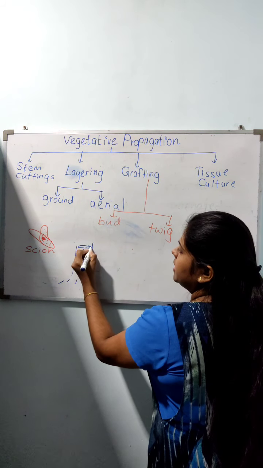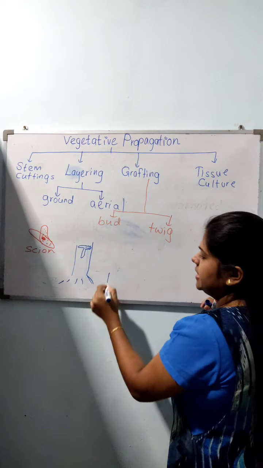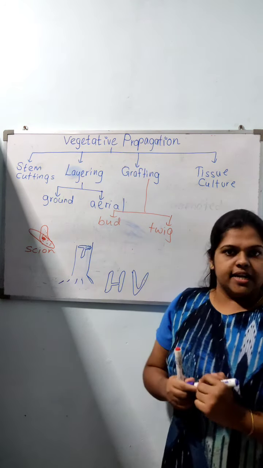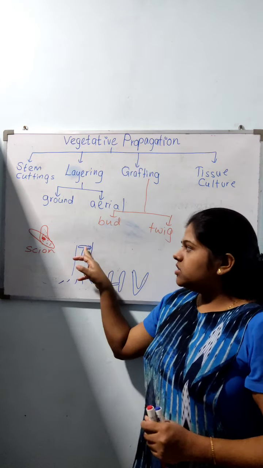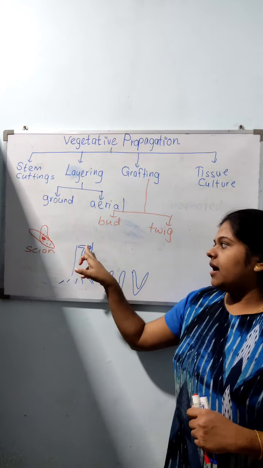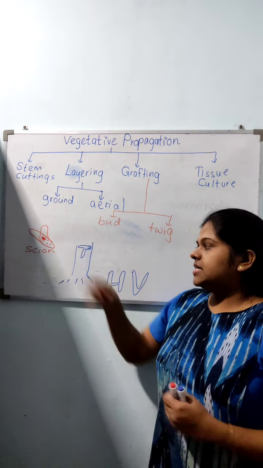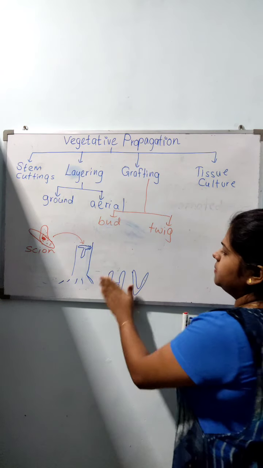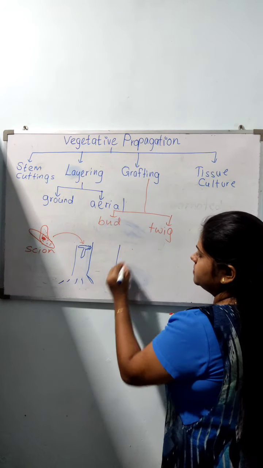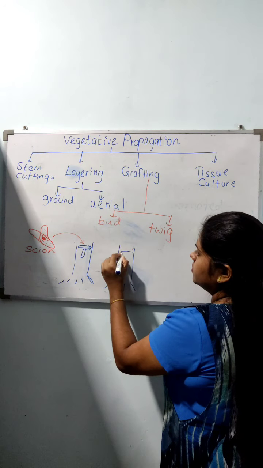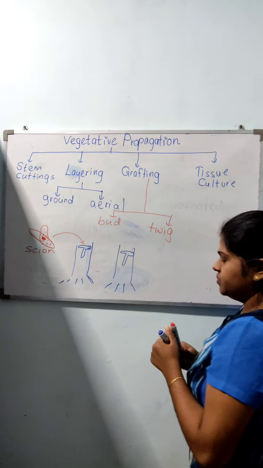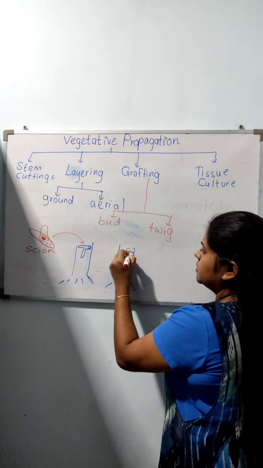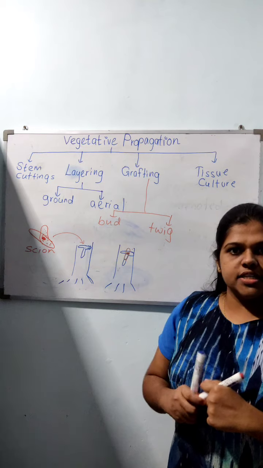These cuts can be made in different shapes: a T shape, an H shape, or else a V shape. You make the shape, and then we place our scion, inserting it into this cut. Then I am going to keep the scion here. These two cambiums are now getting touched.